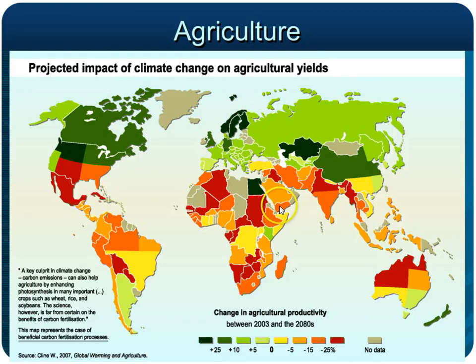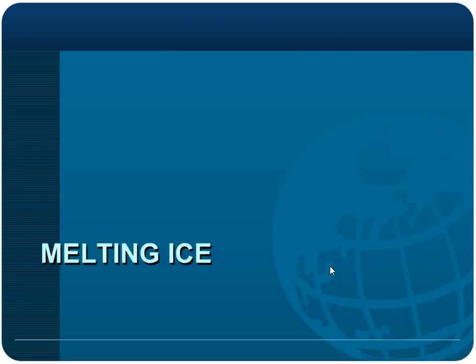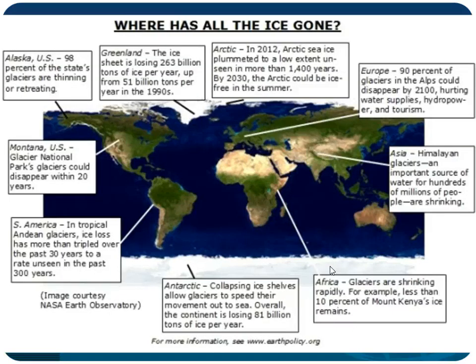And so you can see that all of these places in equatorial regions are going to have a decrease, although the places in the northern regions are actually going to have increases in crop yields. All right, now what about ice? Ice is melting. So where is all the ice gone? It's melted. It's gone into the ocean.